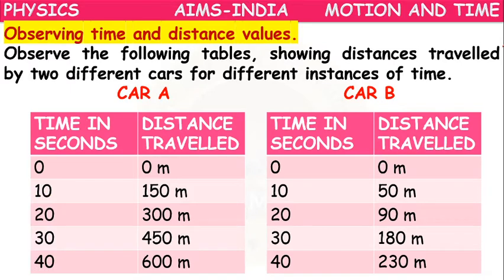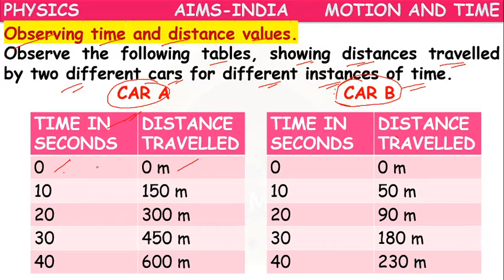So here, observe the time and distance values in the following table. The table is showing distances traveled by two different cars for different instances of time. Means the journey of car A and the journey of car B is given in the table. So here in how much time, how much distance they have traveled.